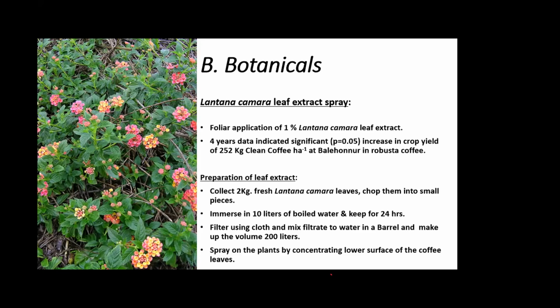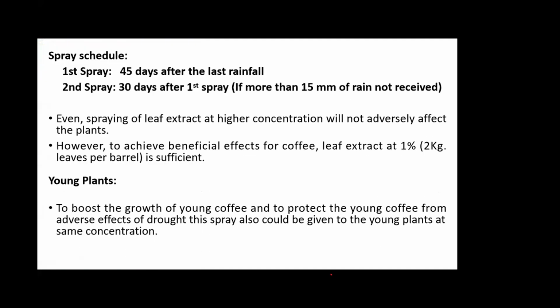So after the 24 hours, you have to filter using a cloth and mix it with water in a barrel and make the volume up to 200 liters, and spray on the plants by concentrating on the lower surface of the coffee plants. Because it is available in your lands, in our surrounding areas. It's a common weed. So this is the spray schedule. The first spray should be 45 days after the last rainfall. Again, the second spray should be 30 days after the first spray.